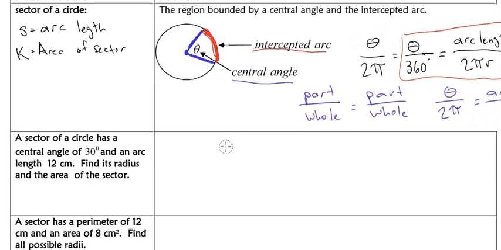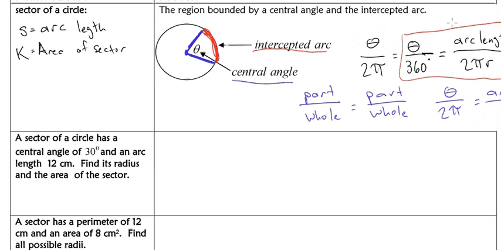All right, here we are. A sector of a circle has a central angle of 30 degrees and an arc length of 12 centimeters. Find the radius and the area of this sector. And so we get to put our proportional thinking into use here.